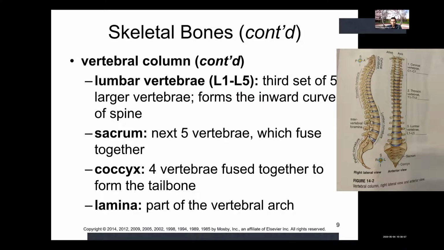The other thing to note about the sacrum and the coccyx is they are not innervated. So for the rest of the spine, you will see spinal cord innervation, but coming off of the sacrum and the coccyx, you don't have that level of innervation.